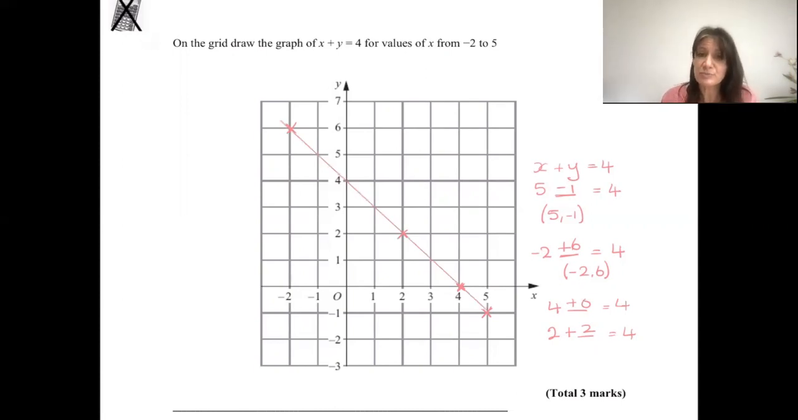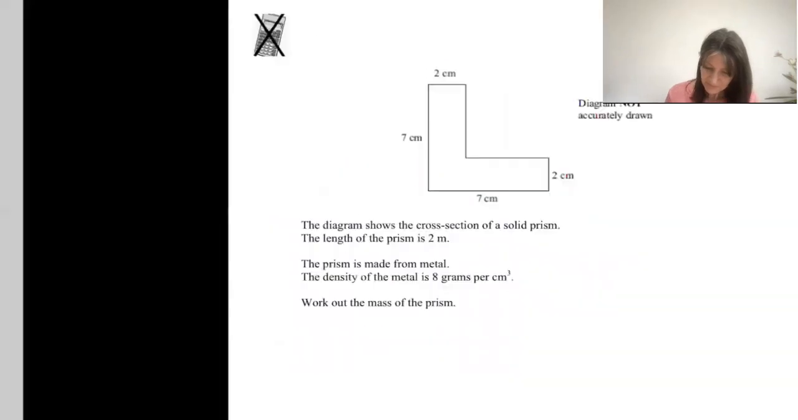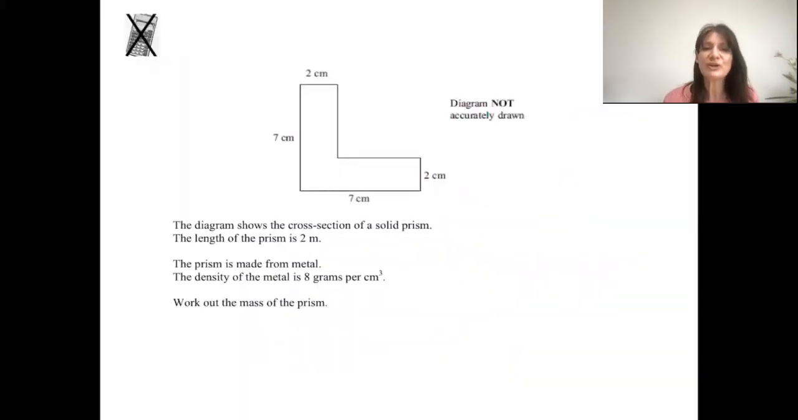Really important that you put the line on. Sometimes I see just the coordinates plotted and then they move on. So that's that one. That's your next question. So I want you to hit pause, read it carefully, think about what you are seeing and give it a good old go.